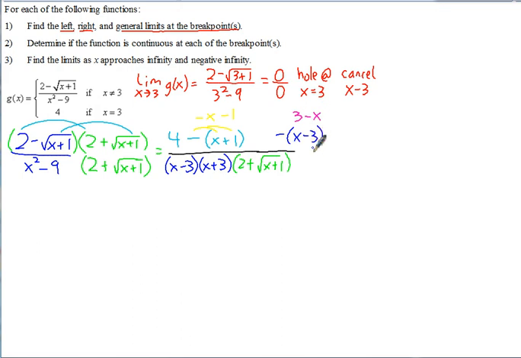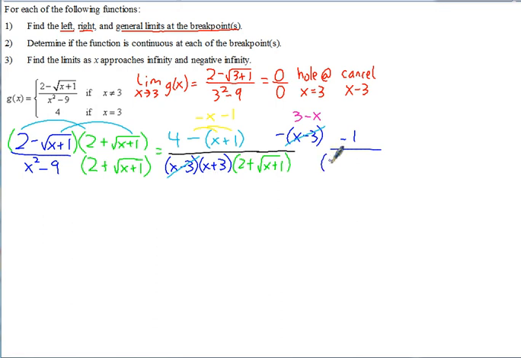So now we can cancel out, reduce the x minus 3s, reduce that to be 1. And then all that's left on the numerator is this negative that we factored out there, so negative 1. Over on the denominator, now we can substitute in 3, and we'll no longer get 0 over 0.